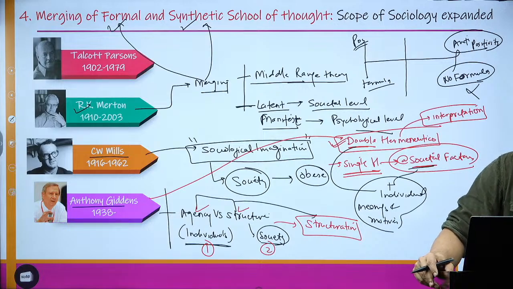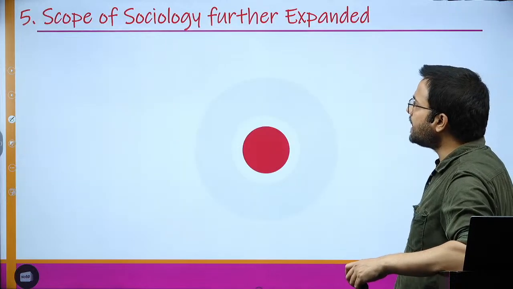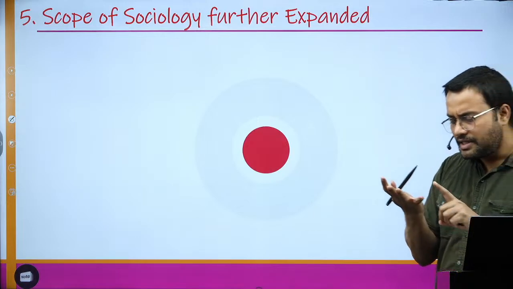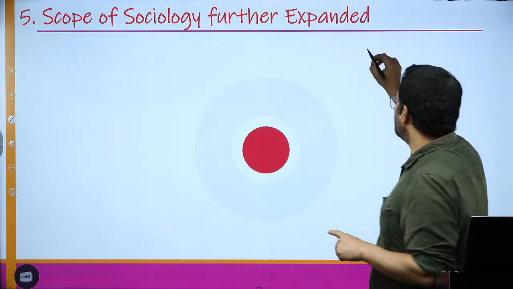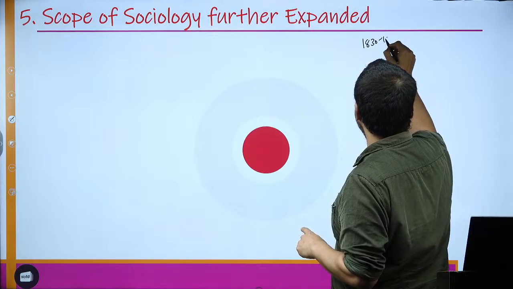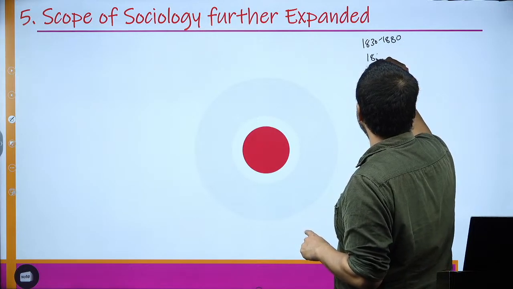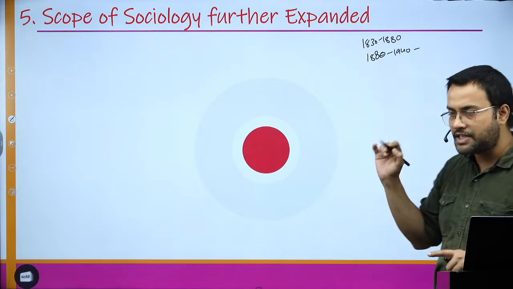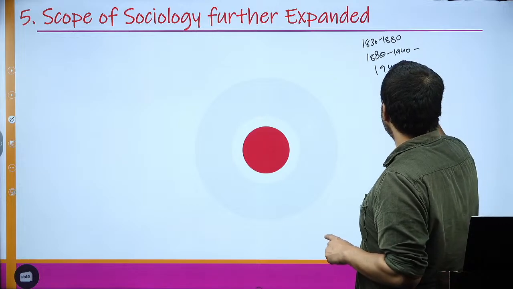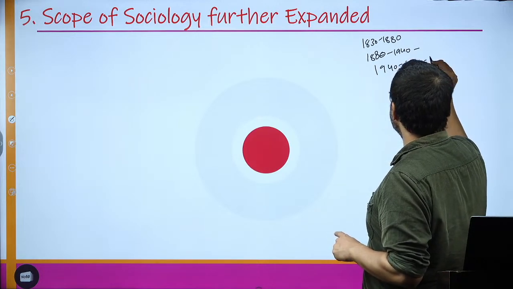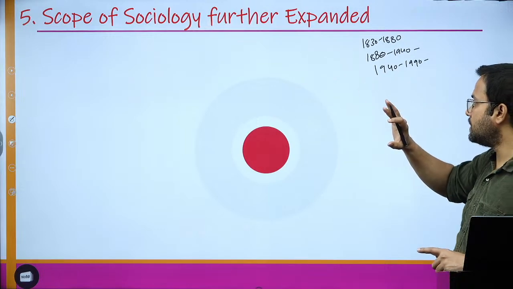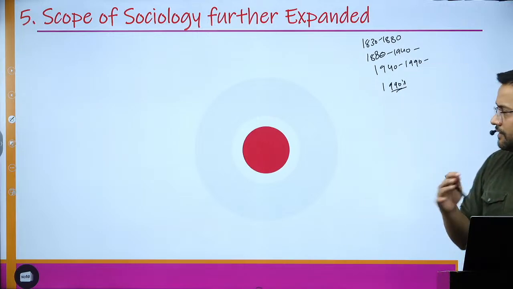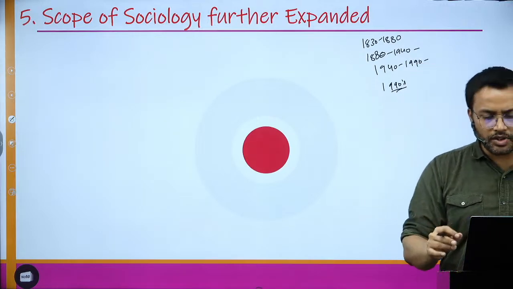Now I'll talk about how the scope of sociology was further expanded. We have talked about the synthetic or encyclopedic school of thought from the 1830s till the 1880s, then from the 1880s to the 1940s, the formal or specialist school of thought. Then 1940s to 1990s, there was a merging of both that I talked about earlier. Since the 1990s, the scope of sociology was further expanded.